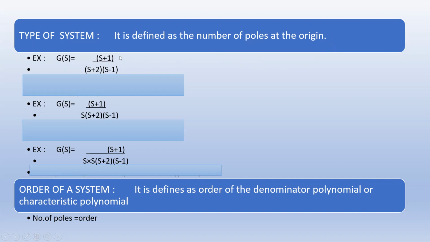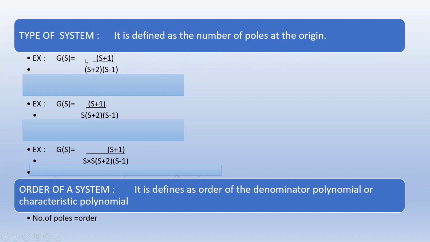The roots of the numerator polynomial are called zeros, we already know that. We saw that in the signal and system course. And the roots of the denominator polynomial are called the poles of the system. If we have a pole at origin, then that will be called a type 1 system. So based on the number of poles at s equal to 0, we have the type of the system. Let us determine the type of system for these transfer functions.